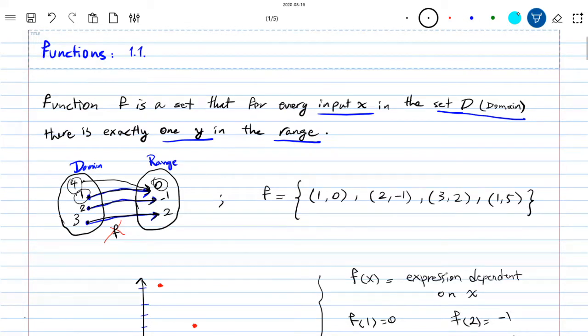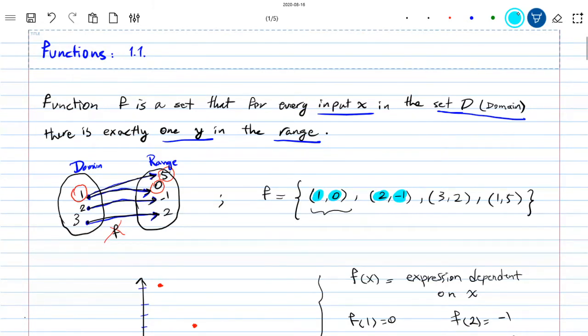Okay, so this original example was not a function, but if we change it to this, it turns out to be a function. Let me go back a bit so we can compare. So this is not a function. For the notation, sometimes they use this arrow, and sometimes they use this set version. In the set version, you will see points in a coordinate system: first coordinate, second coordinate. So here 1 is the first coordinate, 0 is the second coordinate, 2 is the first coordinate, -1 is the second coordinate.